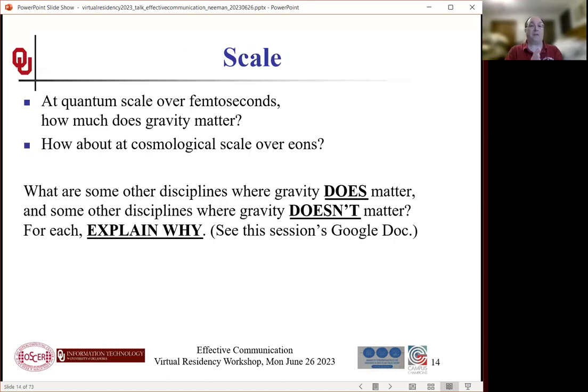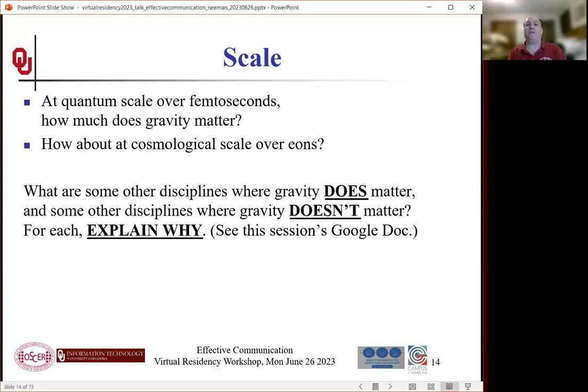Okay, now let's talk about scale. So let's say we're doing some kind of quantum study, and we're looking at femtoseconds, or for that matter, it could even be down at the atomic level, over femtoseconds. How important is gravity in that context? What is the effective contribution of gravity at the scale of atoms or subatomic particles over femtoseconds? How much does gravity matter in that case? I guess very little.